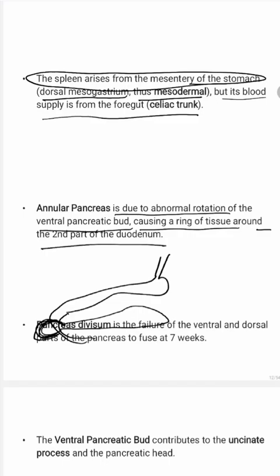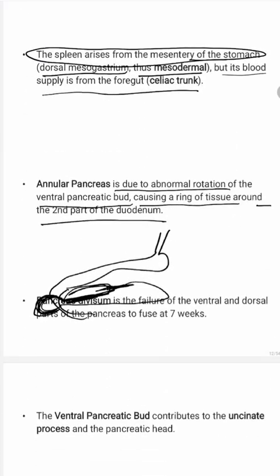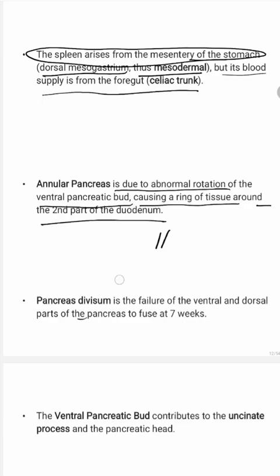By the completion of the pregnancy, these two fuse together and form the pancreas. But here it is around the duodenum and it leads to duodenal obstruction also. So it is causing a ring of tissue around the second part of the duodenum.